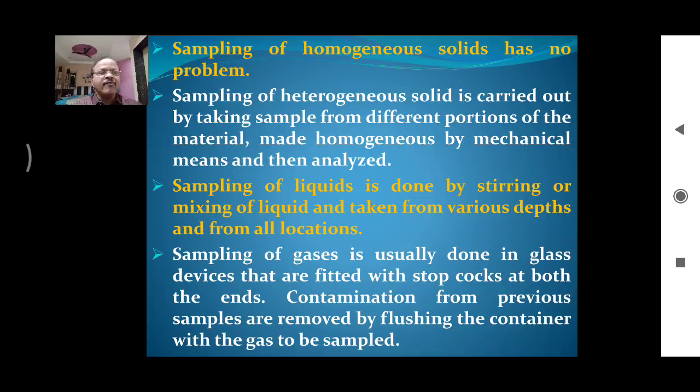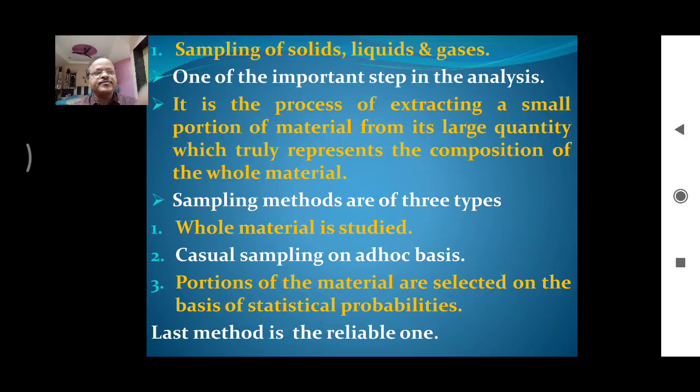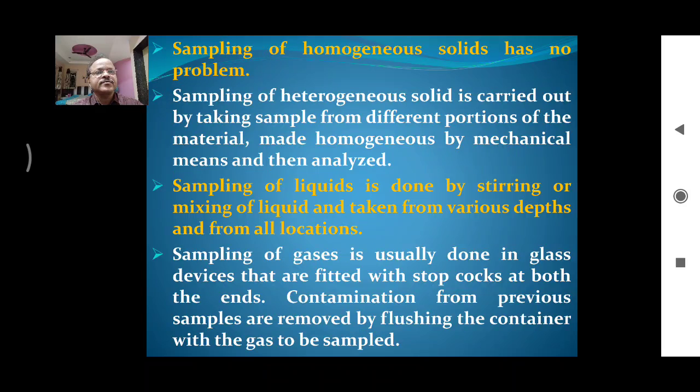Now the sampling of liquids is done by stirring or mixing of the liquid, and samples are taken from various depths and from all locations. If we have a large amount of liquid sample, then we have to stir that liquid sample, then take from the upper part, from the middle part, from the lower part, so as to get uniform results.